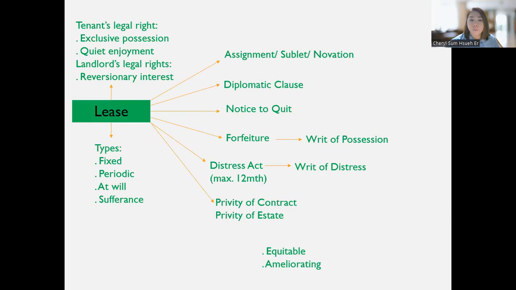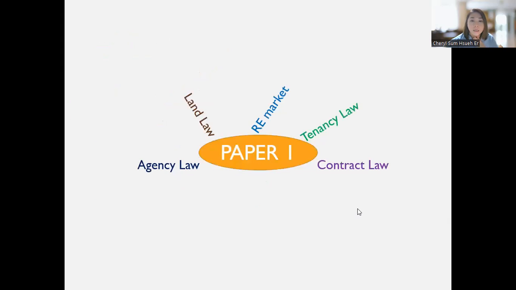All right, then privity of contract, privity of estate linked to lease as well as lastly, doctrine of waste. Now, the doctrine of waste, we saw 4 of these possibilities, right? All these are possible keywords linked to waste. Okay, then let's go on to agency law.